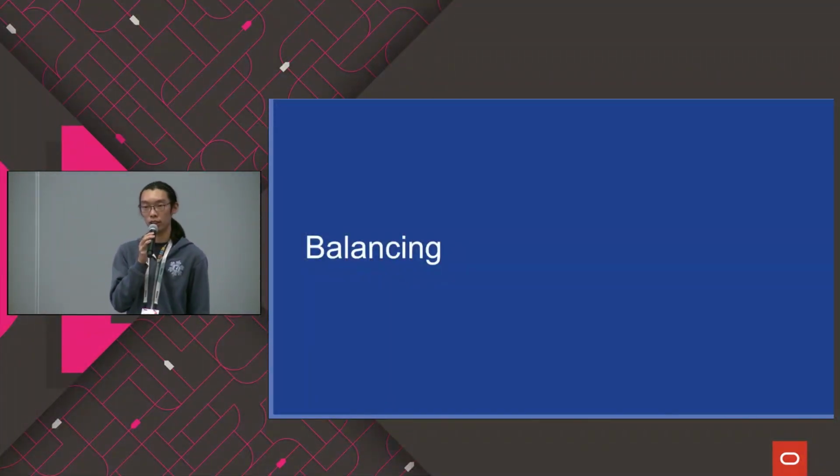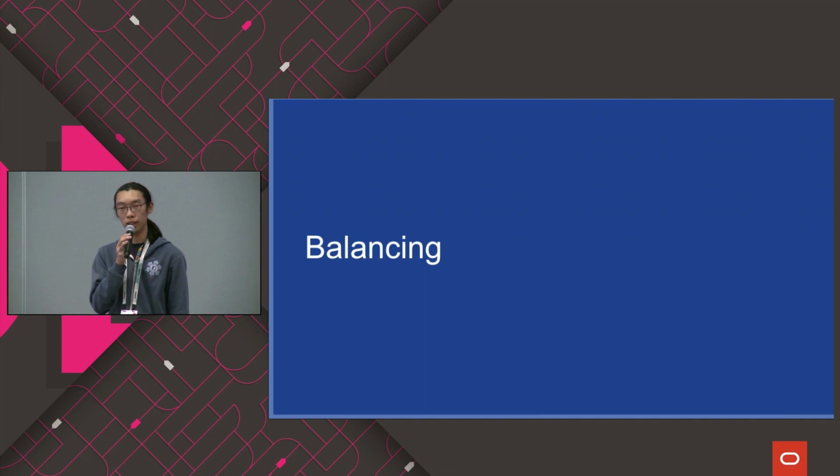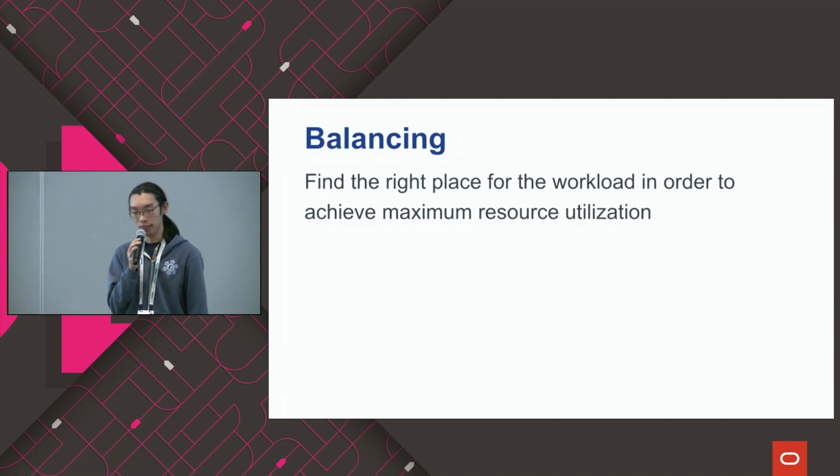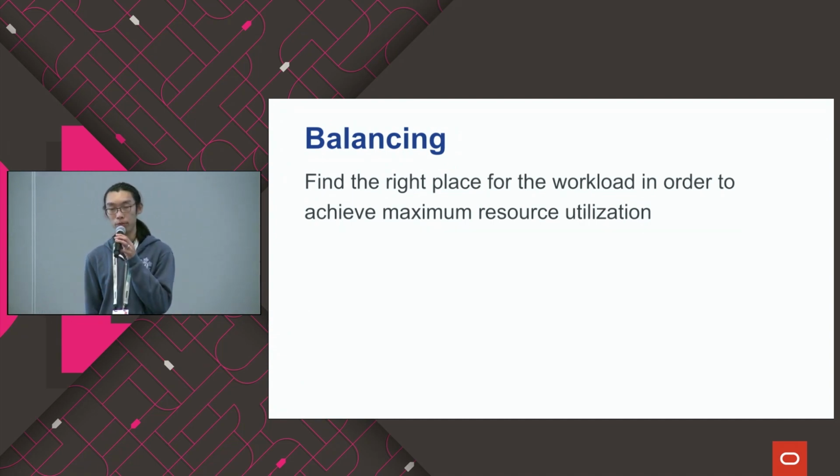So now that we've covered two fundamental pieces of our automation, we can utilize them to do a very interesting thing, which is so-called balancing, to be able to reduce the fleet size by moving different data sets around to be able to push the host level utilization to its limit. So like I said, the concept of balancing is essentially to find the right place for the workload, so that each host will achieve the maximum resource utilization.